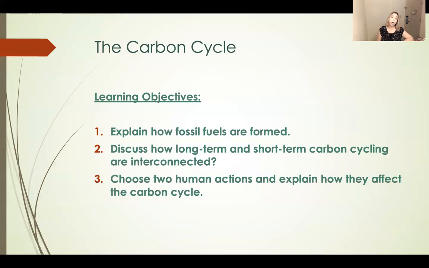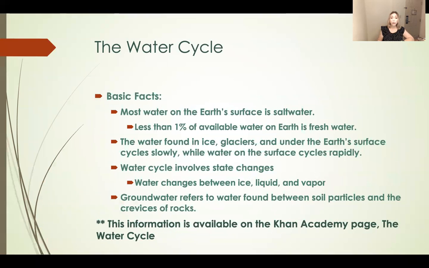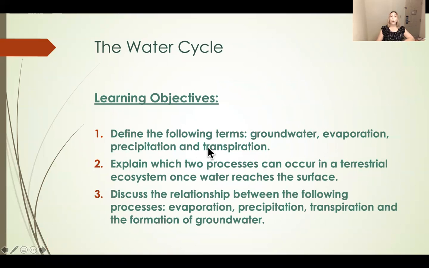Okay, before I go on to the carbon cycle, I want to do a quick review of your learning objectives. Define the following terms. Groundwater, that is the water that is under the Earth's surface. It's stored between soil particles. Evaporation, that is when liquid water enters the atmosphere as a gas or water vapor. Precipitation, water falling to the Earth's surface as rain or snow. And transpiration, water enters a plant through the root, goes up the stem to the leaves, and it can exit the plant as water vapor.